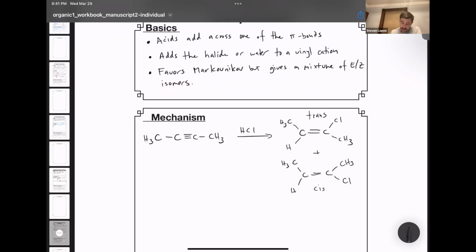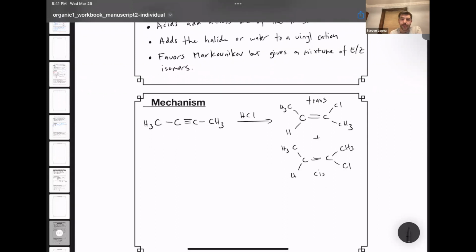Let's talk about the mechanism. So the first step is that the alkyne will attack or deprotonate the hydrochloric acid, which looks like this. Now I've drawn this structure with a slightly incorrect geometry to highlight the point that the hydrogen is adding to the carbon on the left, and what's left over is a vinyl cation.